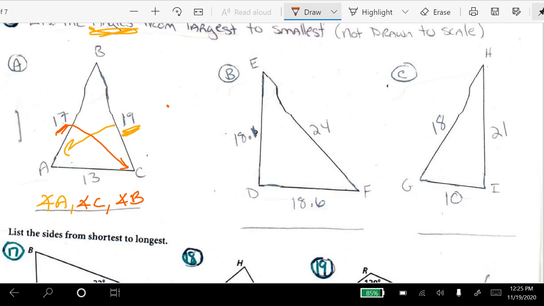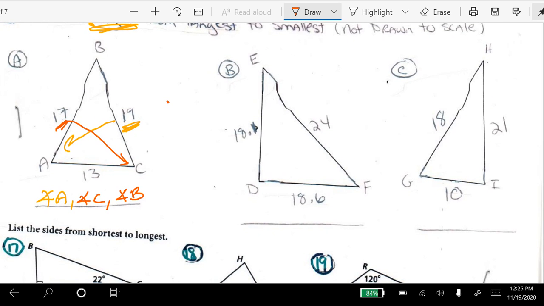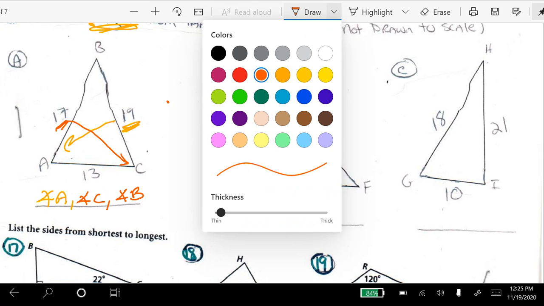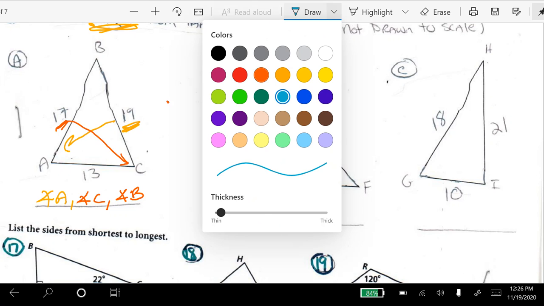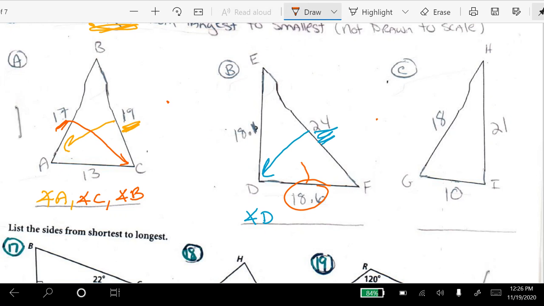Let's move on to 16B. For 16B, again, if we want the biggest angle, we start with the longest side. So our long side here is 24. Opposite 24 is D, so first is angle D. Okay. Then next is going to be the 18.6. So opposite the 18.6, that's our middle side, is going to be our middle angle, which is angle E. And then lastly will be angle F.